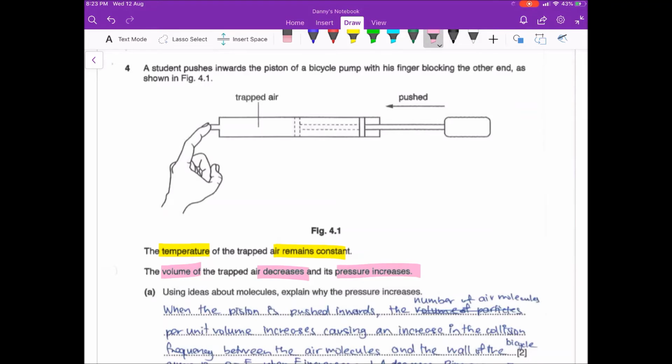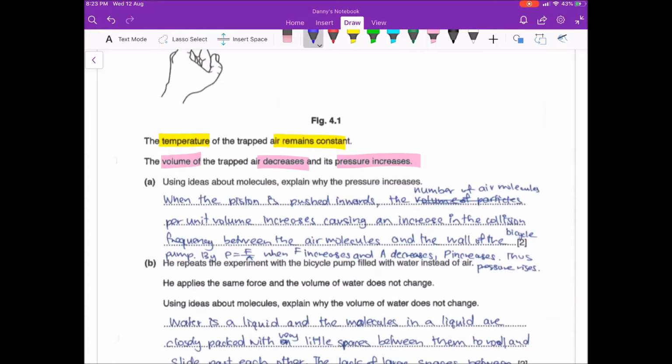So you are supposed to use ideas of molecules. So basically you need to talk about collision frequency between particles and the wall, and then maybe the number of particles per unit volume, and then of course you need to quote the formula P equals F over A. So let's take a look at what these students said. Piston is pushed forward, number of air molecules per unit volume increases, very good. Causing increase in collision frequency, very good, between air particles and the wall, very good. By P equals F over A, F increases, A decreases, pressure increases, excellent, excellent.